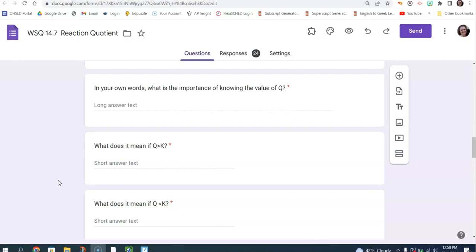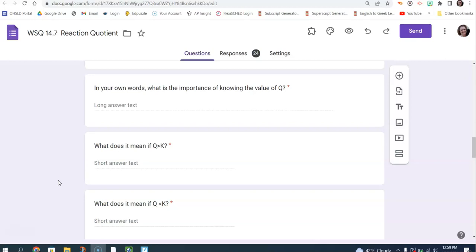So what does it mean if Q is greater than K? If you remember what the law of mass action is, it's products over reactants. If Q is bigger than K, you have too many products. You have to get rid of products. It's going to shift to your left. You're going to make more reactants. So that's the case where you're going to subtract in the C line from your products and add more to your reactants to get it equal, balanced out.